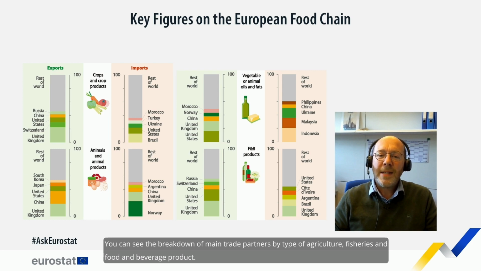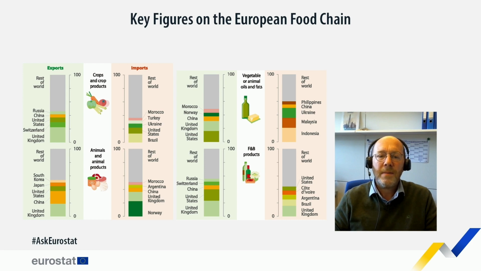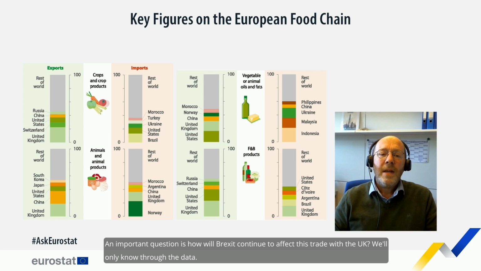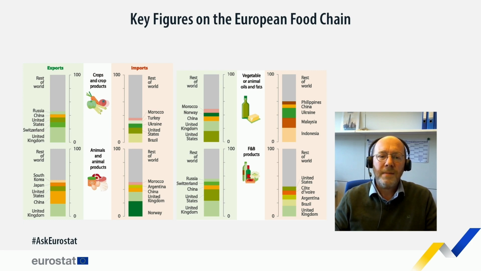You can see the breakdown of main trade partners by type of agriculture, fisheries and food and beverage product. An important question is, how will Brexit continue to affect this trade with the UK? We'll only know through the data.